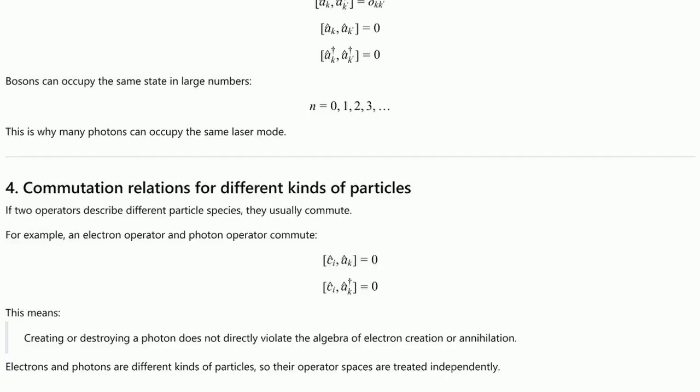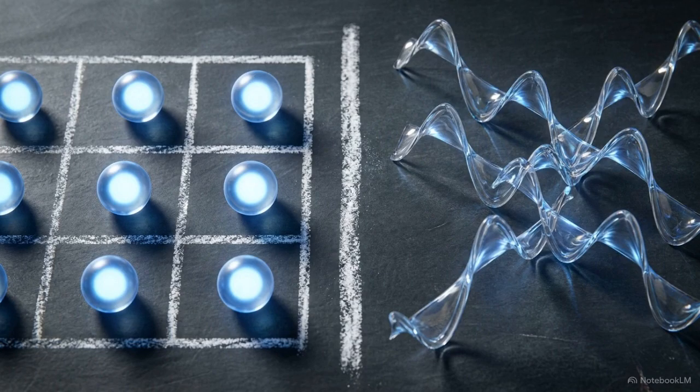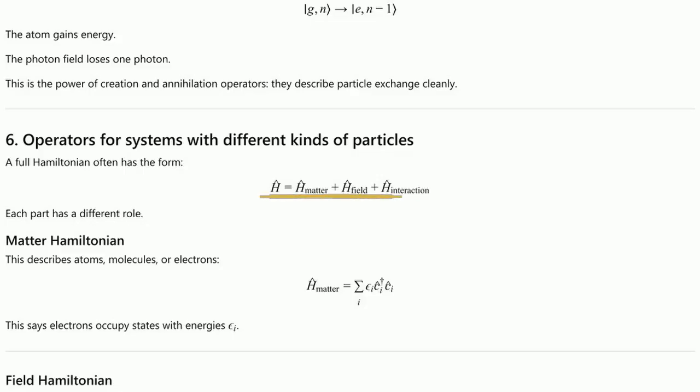Because these species are distinct, their operators commute. As the equation shows, creating or destroying a photon does not directly violate the underlying algebra of the electron system. These abstract statistical rules, exclusivity for electrons and communality for photons, set the physical boundaries for every system they populate. A physicist maps the energy of a system using the total Hamiltonian equation. The interaction Hamiltonian is the specific component that dictates how energy is exchanged between matter and the surrounding field.